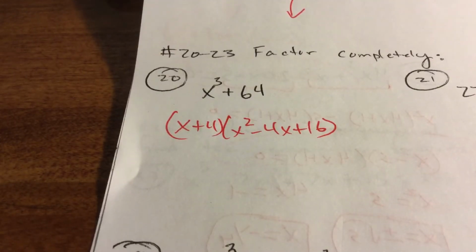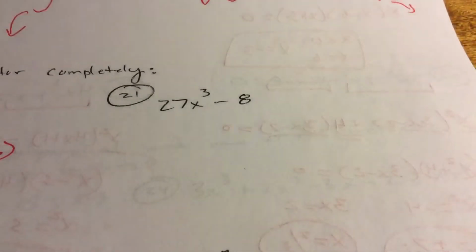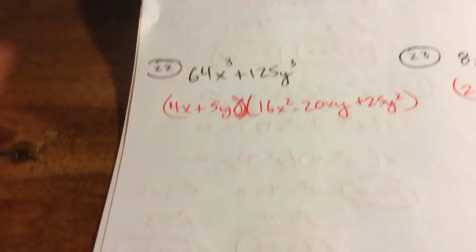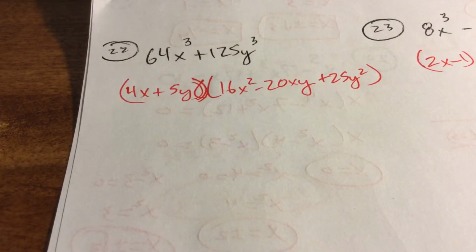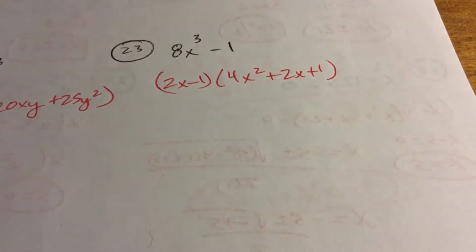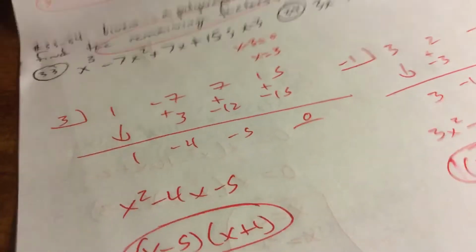That's how you factor the sum of 2 perfect cubes. There you go. Be careful here on 22. Again, ask me any questions you have on Monday. All right, with these. There's the answer to 23. And moving on.